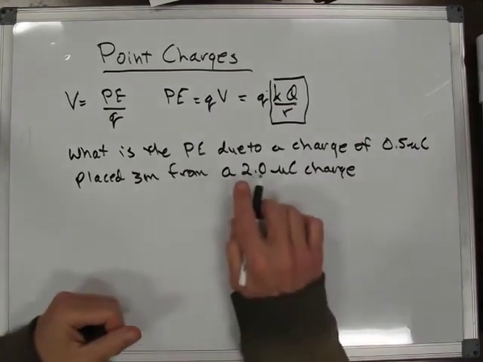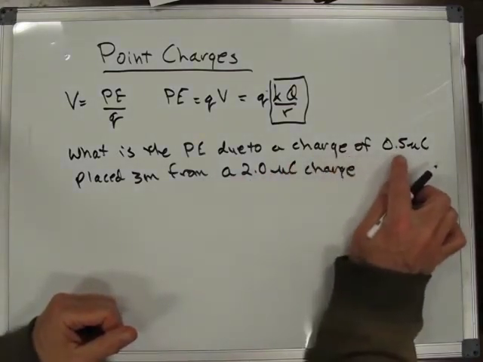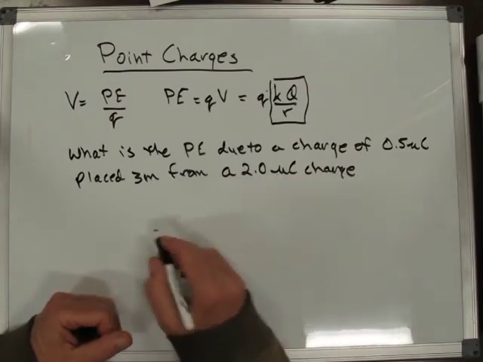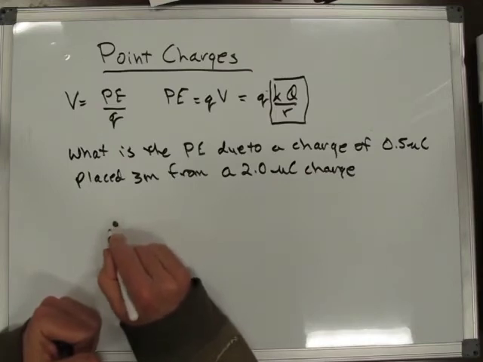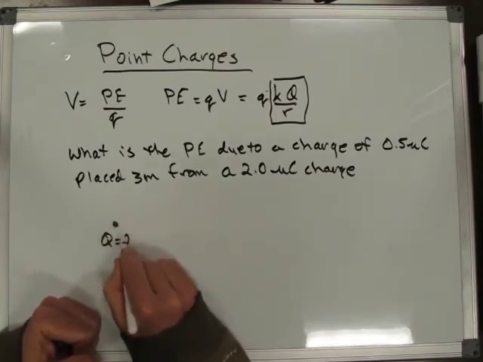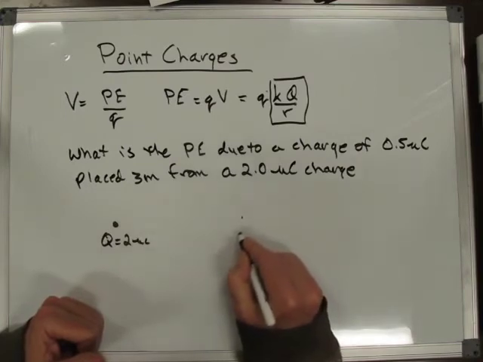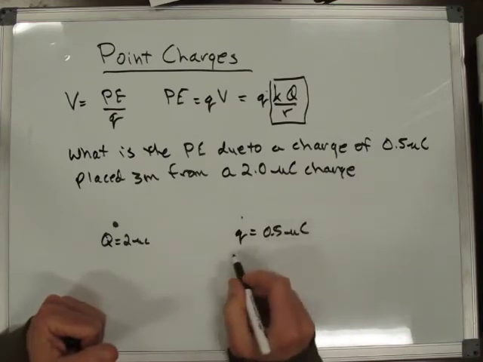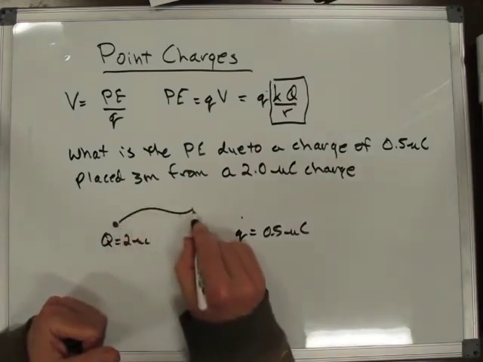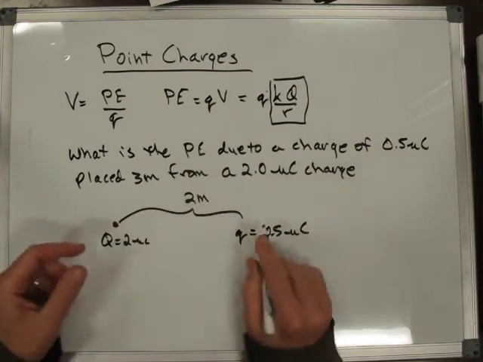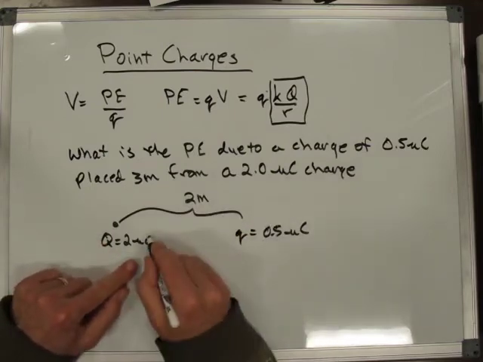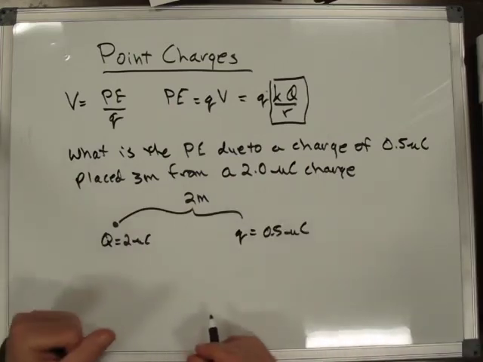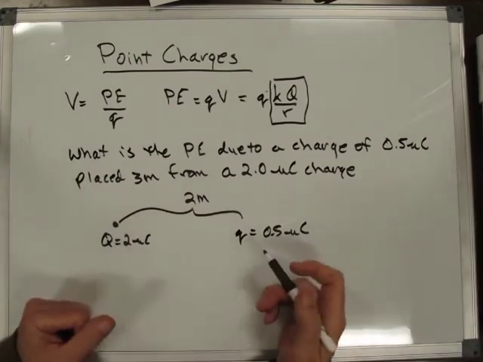What is the potential energy due to a charge of 0.5 microcoulombs placed 3 meters from a charge of 2 microcoulombs? So here's our 2 microcoulomb charge. This is our big Q equals 2 microcoulombs. And then over here I put a smaller charge, little q, equals 0.5 microcoulombs. It doesn't matter which one's bigger. And then this distance is 3 meters. You can tell there's some potential energy here because these two repel each other. If I let them go, they'll go flying apart, and they can do a bunch of work when they fly apart.